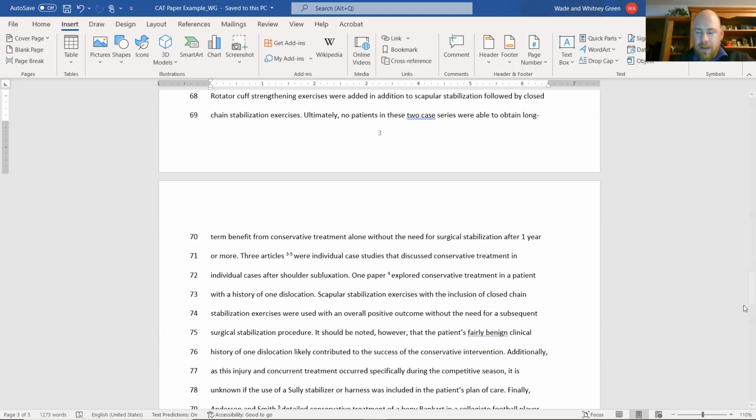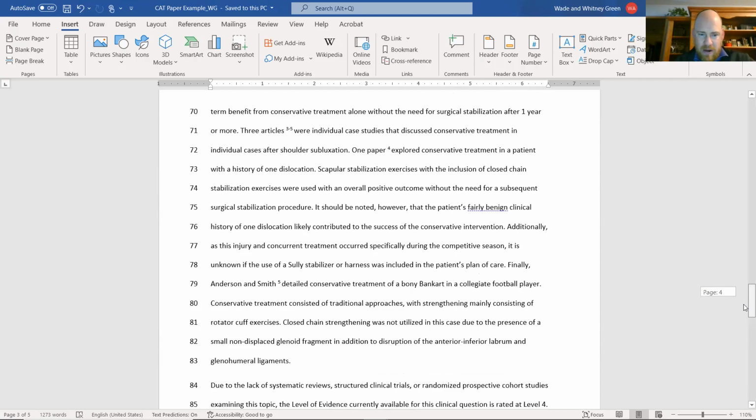All right, then my last case study here. So this is a bony Bankart lesion in a college football player. So ultimately it consisted of traditional approaches, rotator cuff exercises mainly. Closed chain strengthening was not utilized in this case due to the presence of a bony Bankart, or a small non-displaced glenoid fragment. This guy probably had a little bit of a Bankart lesion with a little bit of a bony avulsion there.